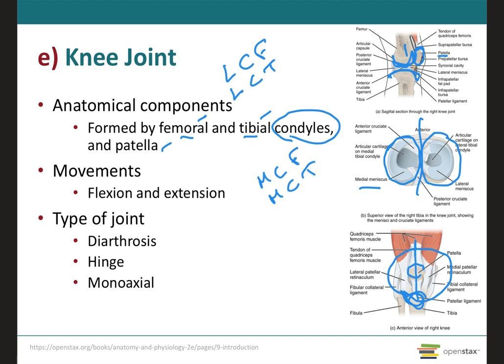With regards to movement, it can only do flexion and extension, just like the elbow joint. Therefore, it's a hinge and a monoaxial type of joint.